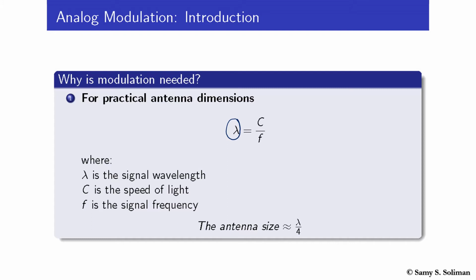So for an antenna to easily radiate a signal, or on the other side to receive an electromagnetic signal, the size of the antenna, that might be the length of the antenna or something like that, should be proportional to the wavelength of the signal. As a rule of thumb, we might say that the antenna size should be in the range of lambda over 4, where lambda is the wavelength of the signal.